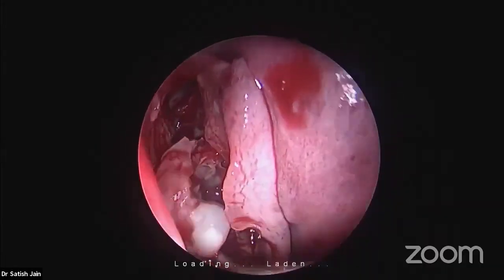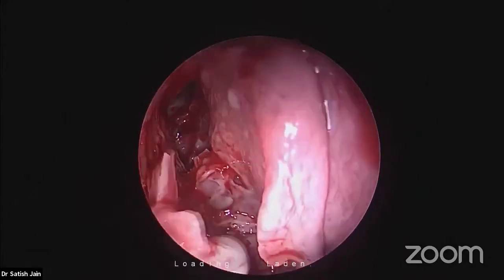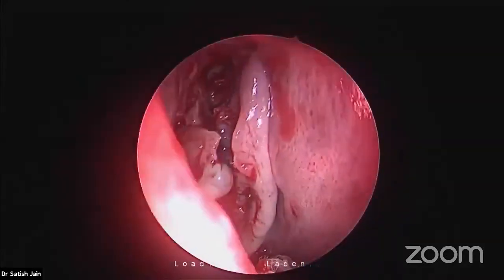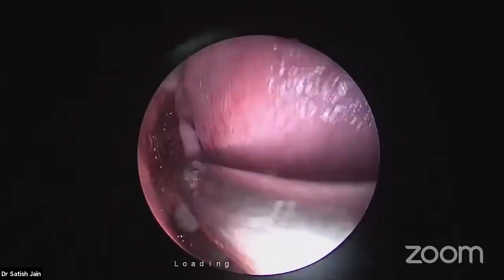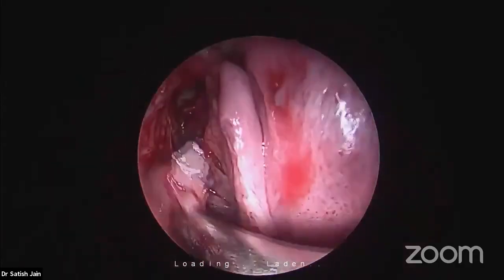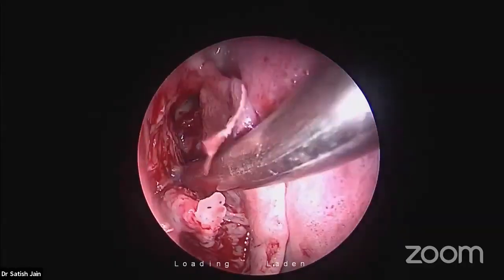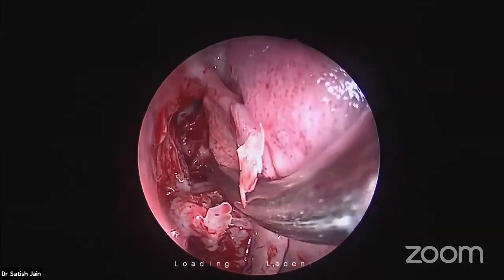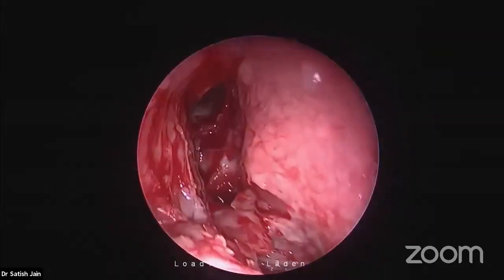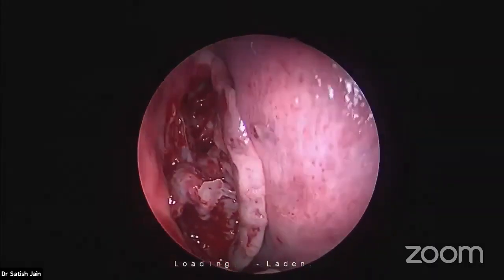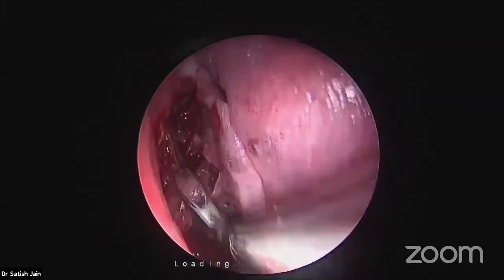Is it required to open this space, Dr. Satish? This bulla is completely fractured out now. Is it important to remove this space? The bulla removal, is it important if the disease is only in the maxillary sinus? No, in an isolated maxillary situation, you don't need to do that. This is required in eosinophilic and massive disease requiring a complete surgery. Not in every case.